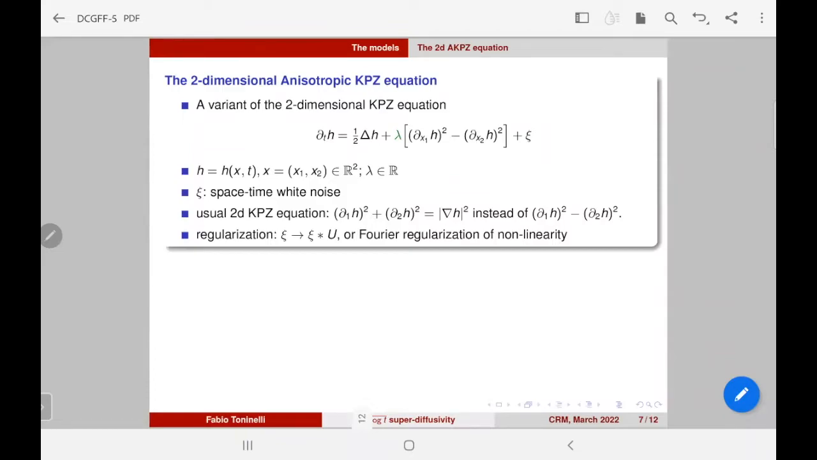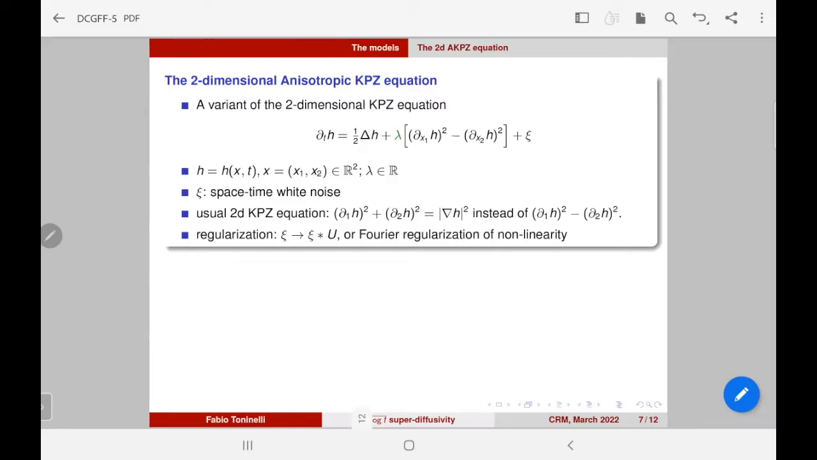And then you have an equation of the type ∂_t h = Laplacian h + ξ, where ξ is a space-time white noise, plus a nonlinearity. And the nonlinearity in this equation looks like this. It's the gradient in direction 1 squared minus the gradient in direction 2 squared. Okay, fine. And in front of the nonlinearity there is some coefficient, this λ, that you can tune to change from the linear to the nonlinear equation.